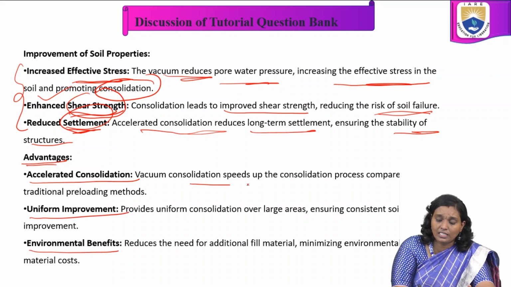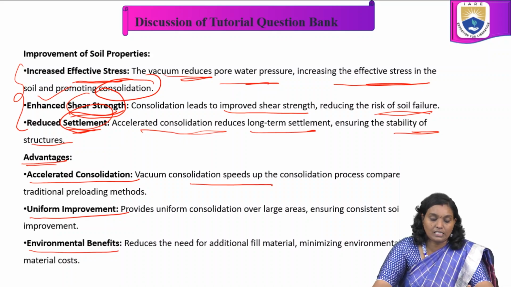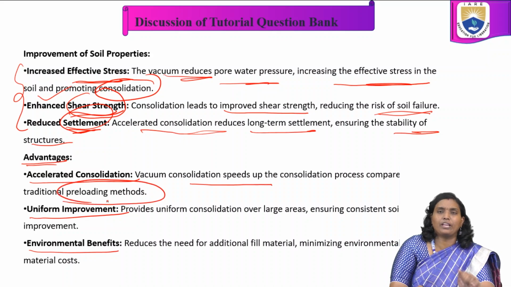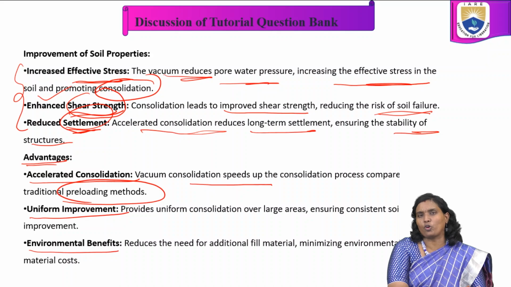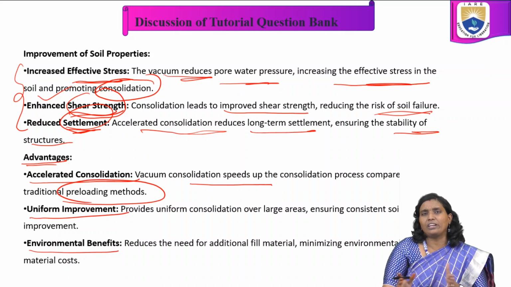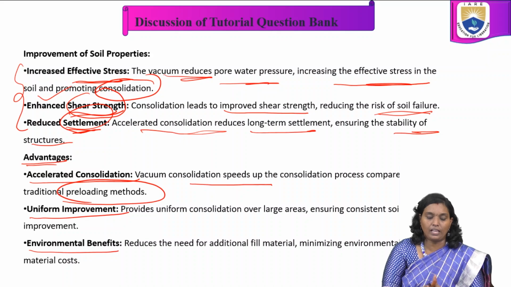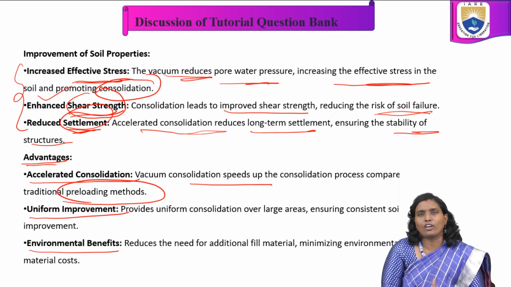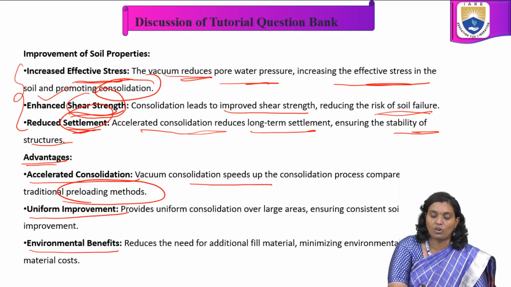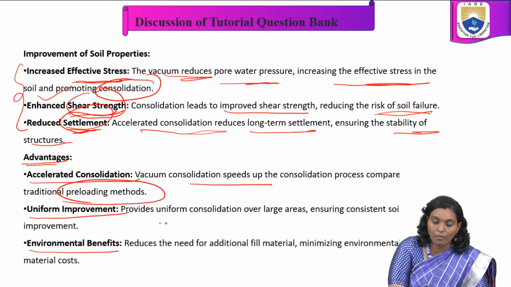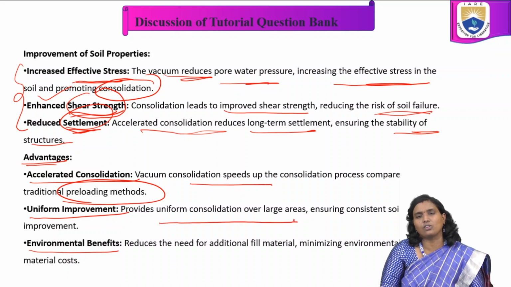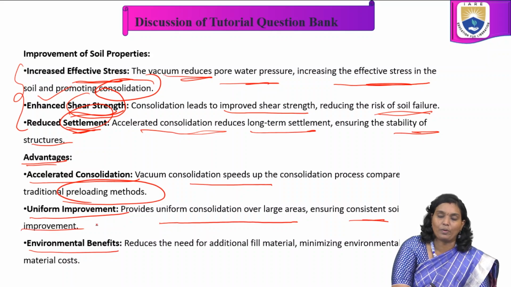Vacuum consolidation speeds up the consolidation process compared to the traditional preloading methods. Because of preloading, it takes a long time. It may affect the project time also, the construction schedule. So various things are involved in that preloading method. Moving to this vacuum consolidation technique, it speeds up the consolidation process. And uniform improvement: it provides uniform consolidation over large areas also. The consolidation should be uniform using this vacuum consolidation technique, ensuring consistent soil improvement.